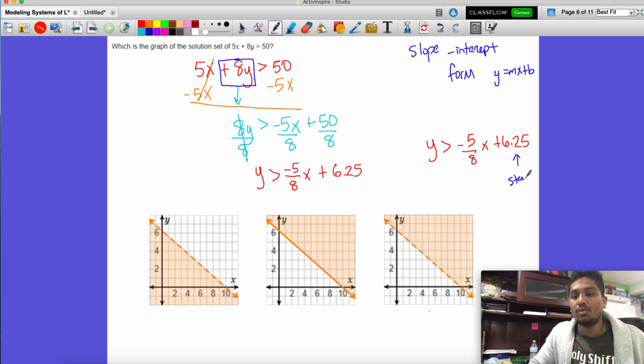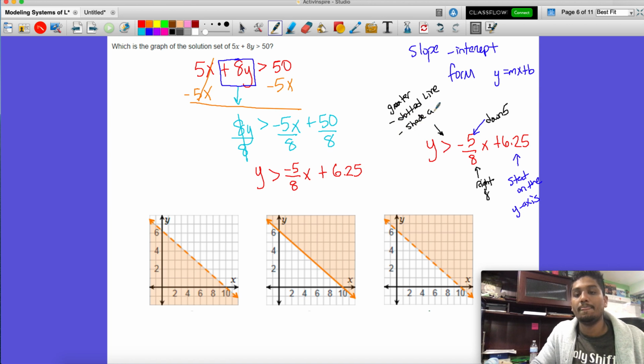Start on the y-axis. So this is the starting point. What does this tell you? That tells you that we're going to be going down 5, but we're going to be going right by 8 units. This right here is a greater than. So then what kind of line is this going to be, a dashed or a solid? It does not have a solid line underneath. It's not an equal to. So then this is going to be a dotted line. And it's a greater than symbol, so we're going to shade above.